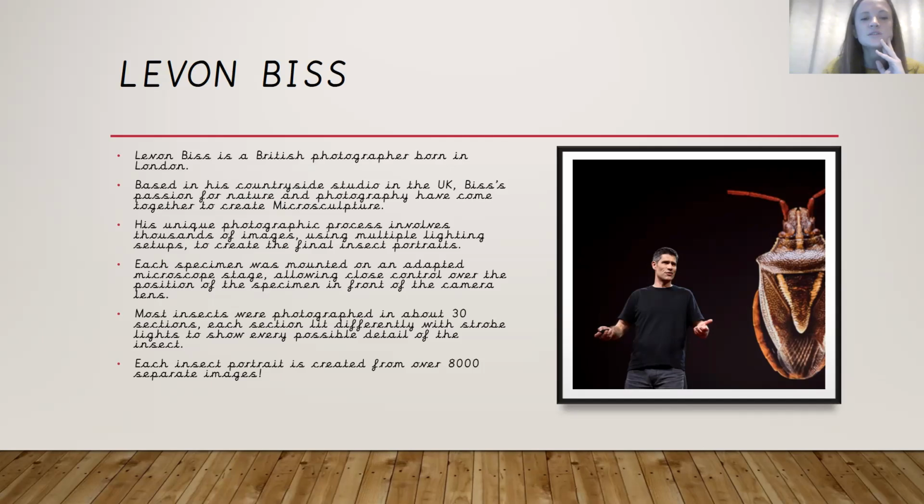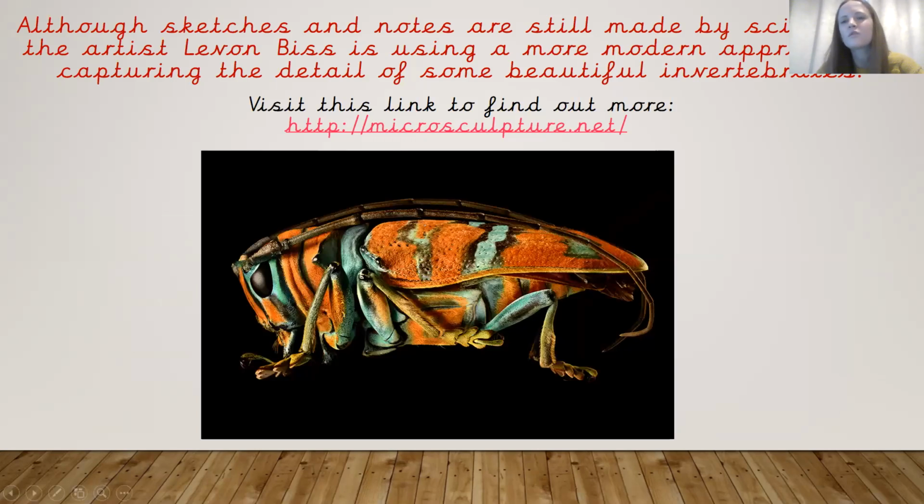Each insect portrait is created from over 8,000 separate images. So he's taken 8,000 pictures of the same bug, put it all together so that we have a very detailed image in front of us. So although sketches and notes are still made by scientists, the artist or the photographer Levon Bis is using a more modern approach for capturing the detail of some beautiful invertebrates.